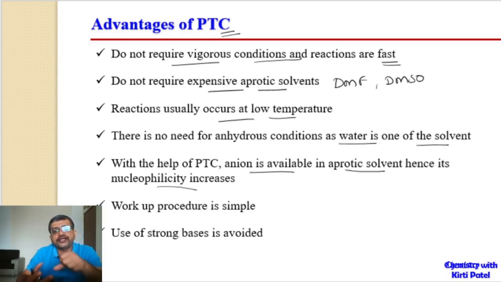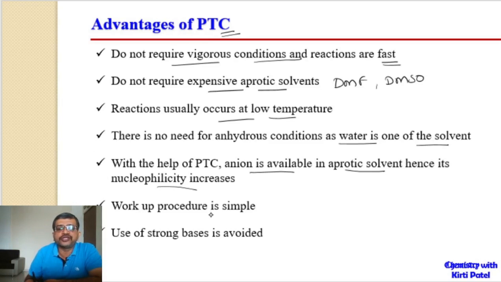Similarly, when an anion is present in aqueous medium, a greater amount of solvation is there. Greater solvation is observed in aqueous medium. But if the same anion is made available in an organic solvent, the organic solvent being non-polar will not be able to solvate it. So the nucleophilicity of that anion increases in organic solvents, thereby increasing the rate of reactions.